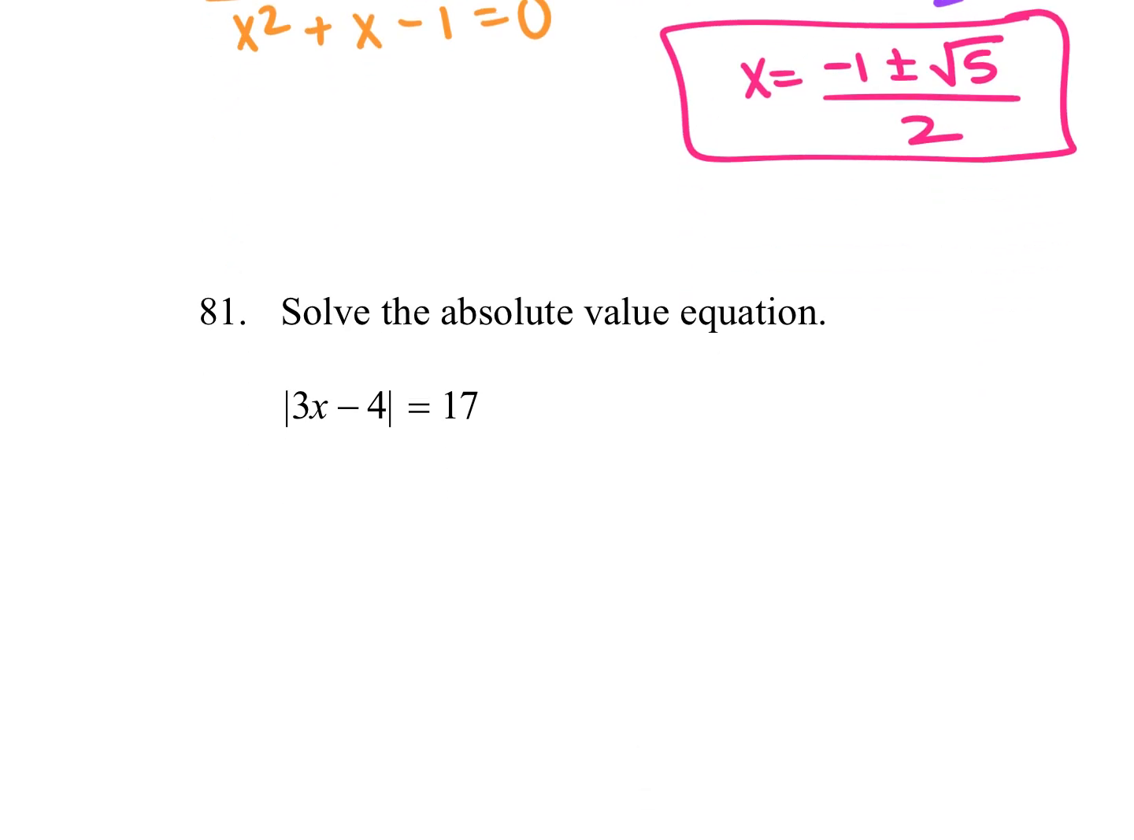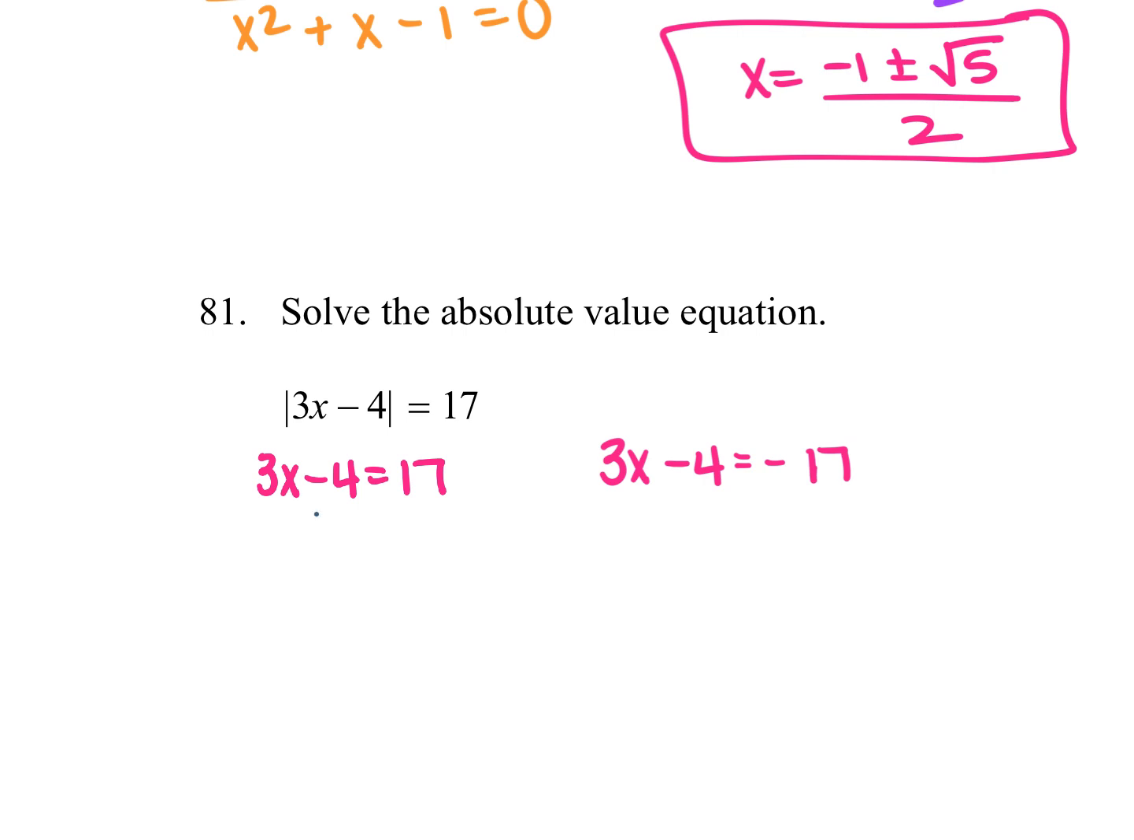For absolute value equations, you want to make sure that your absolute value is equal to a positive number. Separate into two equations and then solve them both. So for 81, you have the absolute value of 3x minus 4 is equal to 17. Your absolute value is isolated. It's equal to a positive number. Separate this into two equations. You have 3x minus 4 is equal to 17, as well as 3x minus 4 is equal to negative 17.